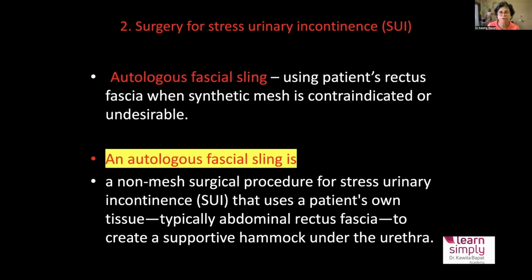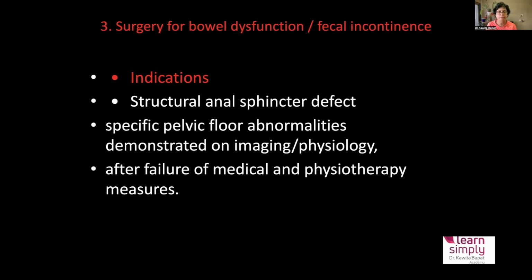Then, surgery for urinary incontinence, there are other surgeries. They are the autologous fascial sling, using the patient's rectus fascia when synthetic mesh is contraindicated or undesirable. Autologous fascial sling is a non-mesh surgical procedure for stress urinary incontinence that uses the patient's own tissue, typically abdominal rectus fascia, to create a supportive hammock under the urethra.